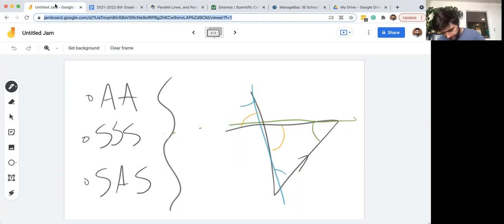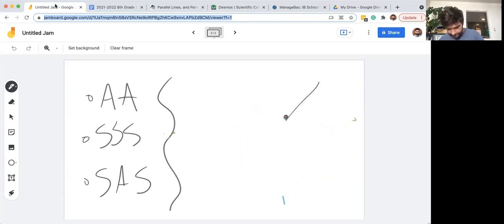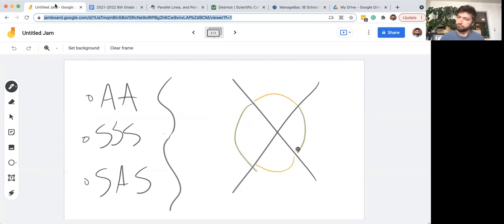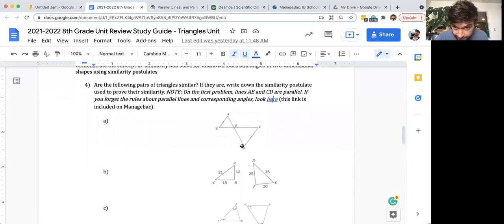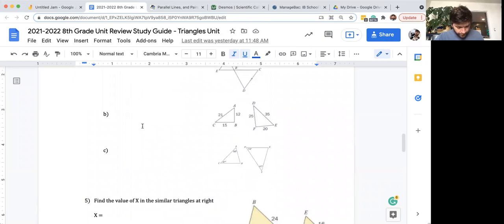Let me re-emphasize that X part, because it'll be helpful throughout your whole math career. If I have two lines that make an X, by definition, that angle and that angle will be the same size. And you can just know that. Okay, so the first one is similar by angle, angle. And I just asked you to write down the similarity postulate you use to prove it. So AA.